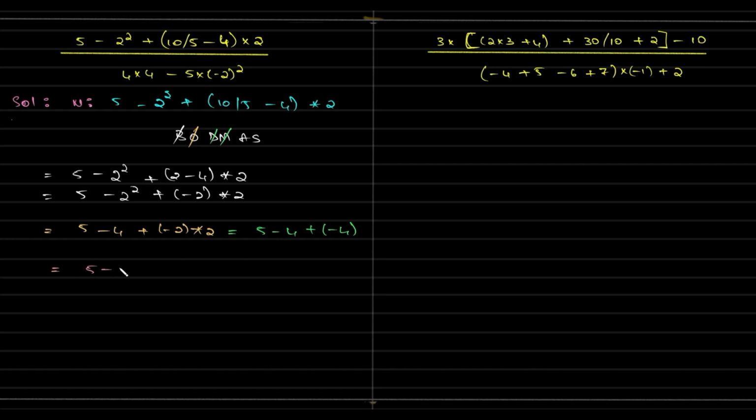Okay, let me rewrite this first. Plus of minus 4 is minus 4, right? So that is done. And we have addition, subtraction. So I'm giving priority to subtraction because it's kind of simple over here. This is plus 1 minus 4, and we have minus 3 as your answer.